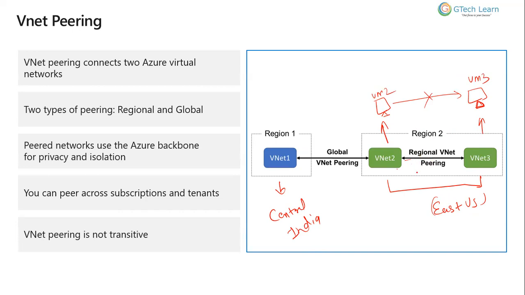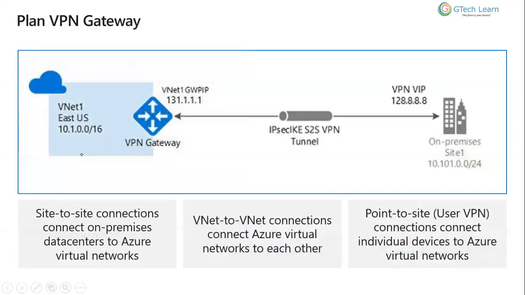If we create a peering between two VNets that are present in the same region, that is known as regional peering. Or if we create peering between virtual networks that are present in different regions, that is known as global peering. We can also peer across subscriptions and tenants, and VNet peering is not transitive. That is the concept of VNet peering. So let's go back to the portal and see how we work with VNet peering.